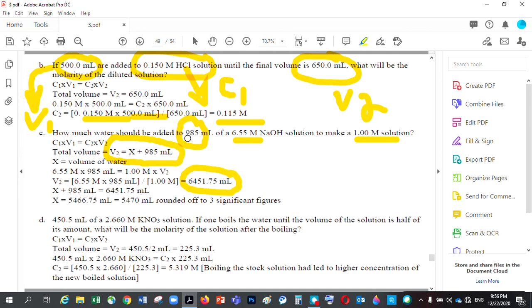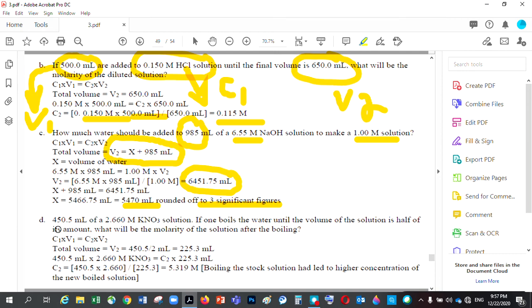Now you know that this is the sum of both, the sum of 985 plus H2O. So subtract: 6,451.75 mL minus 985. That will give you the value of X, which is 5,466, rounded off to three significant figures will be 5,470.